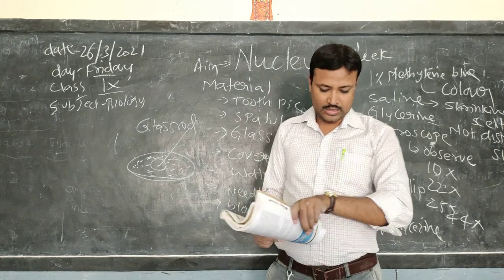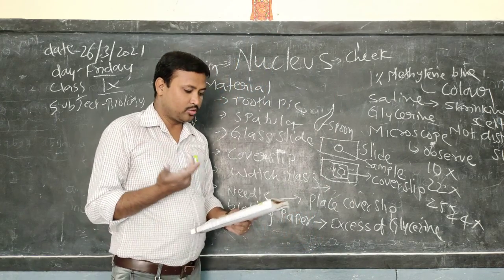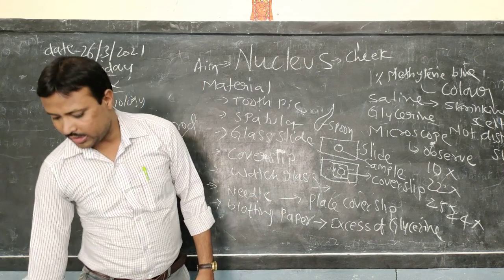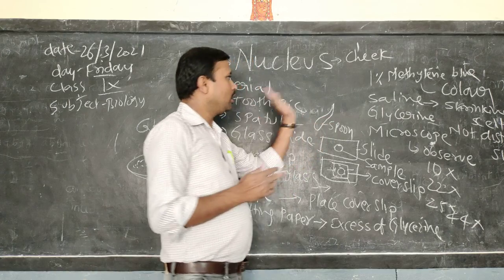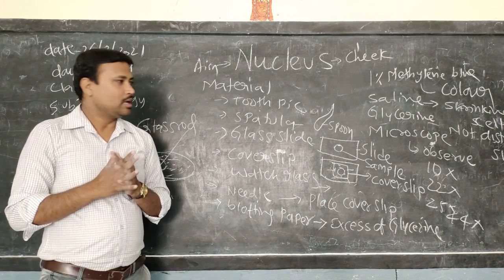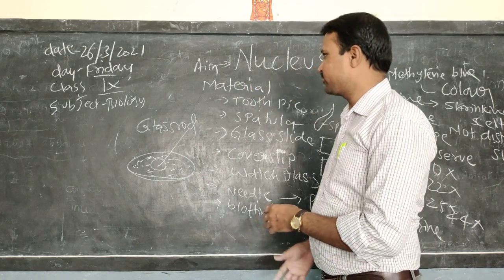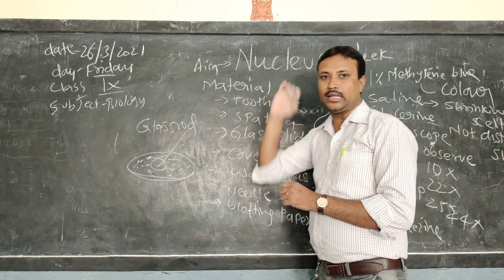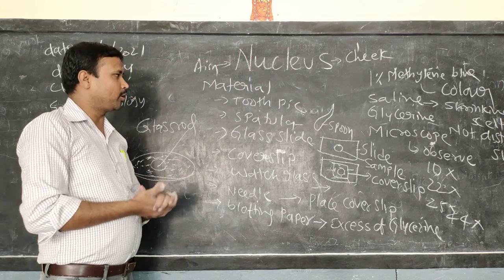Next, precautions. While performing this experiment, what precautions are there? How do we have to prevent errors? So I will explain the procedure once again. What is the procedure and how do we have to perform it? Overall, this is the material we need to observe the nucleus in the human cheek cell.